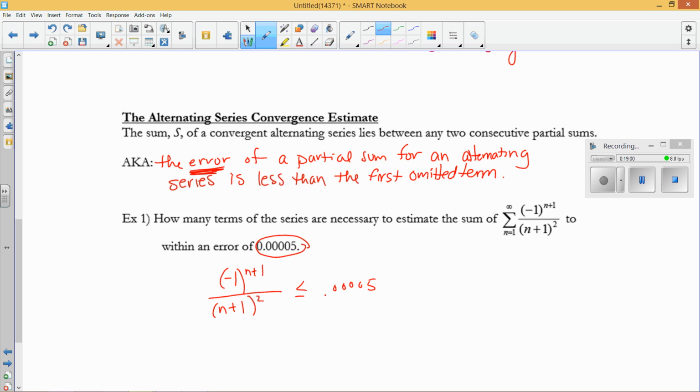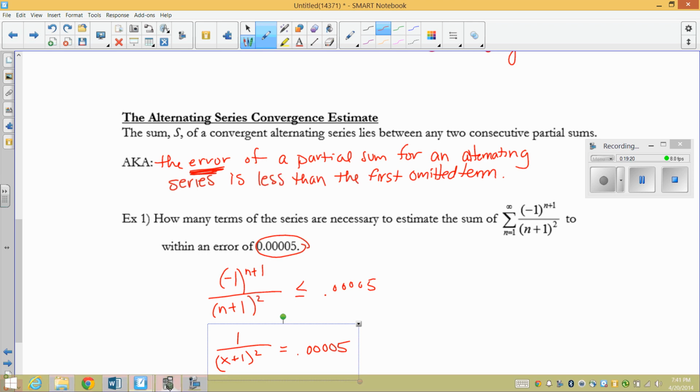Now, when we talk about error, we usually want to talk about positive error. So what we do is just basically ignore the fact that this is a negative 1 to a power and just call it 1. 1 over x plus 1 squared equals 0.00005. And I'm just going to let my calculator tell me when that happens.